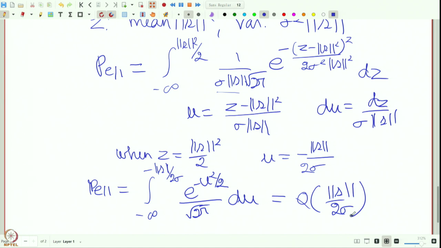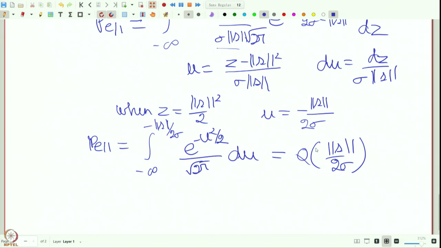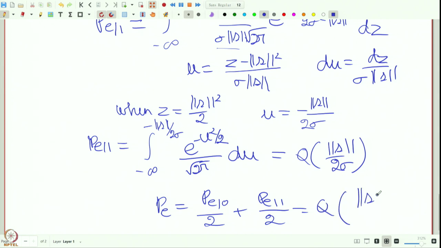Therefore, the probability of error under the hypothesis H1 and the probability of error under the hypothesis H0 are both Q of norm S by 2 sigma. And since these two are equiprobable, the overall probability of symbol error, or in this case bit error, is going to be half of PE0 plus half of PE1, which is Q of norm S by 2 sigma. Okay. So, this is where we are going to stop for this lecture.